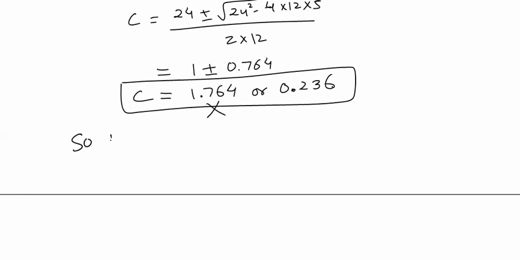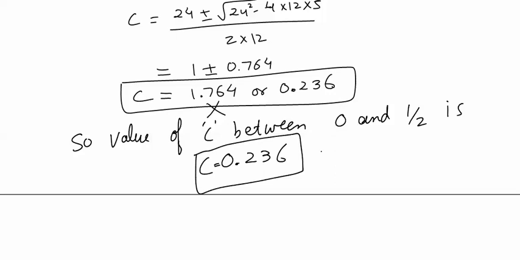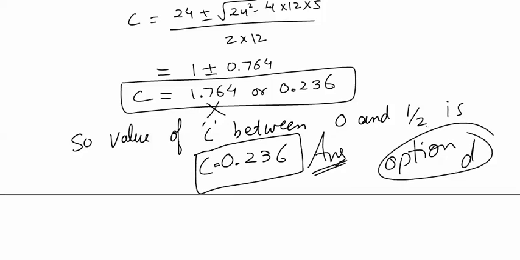Yes, this will get ruled out. So the value of C between 0 and 1 by 2 is 0.236. That's your answer. Option D. Option D will become your answer. Clear? So this is very important for us to understand how to solve these kinds of questions.